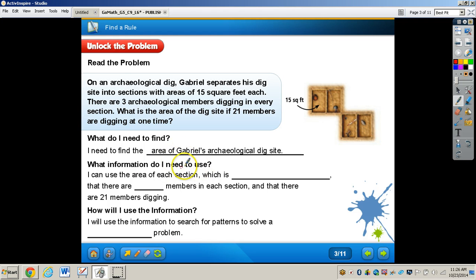Now, what information do you need to use? What you can do, you can see you can use the area of each section here, which is 15 square feet. Let's write that in. Okay, that there are 3 members in each section and that there are 21 members digging. Okay, so how will you use the information? You're going to use the information to search for patterns to solve a simpler problem. And that's what we're going to take a look at.